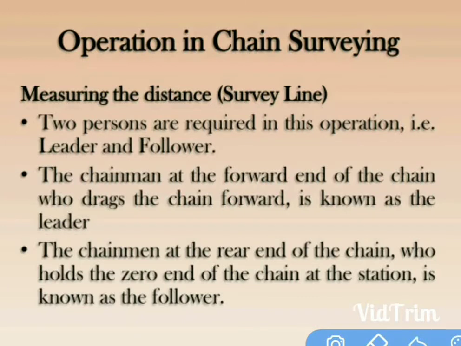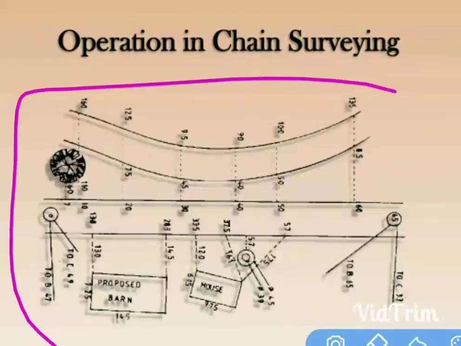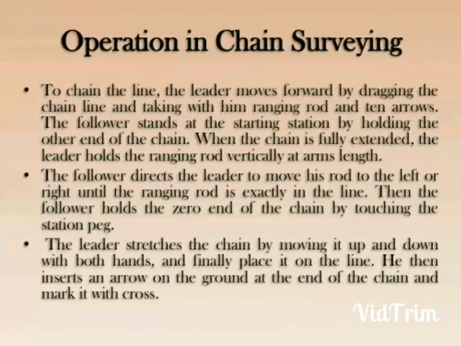The zero end may be always the follower, right? Clear? This is also an important term. This is the field book. After putting the values, we can observe like this. Next.